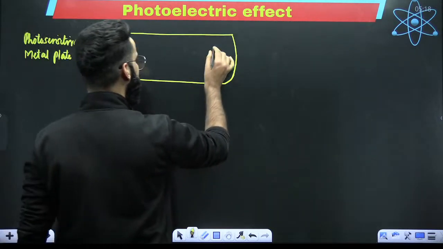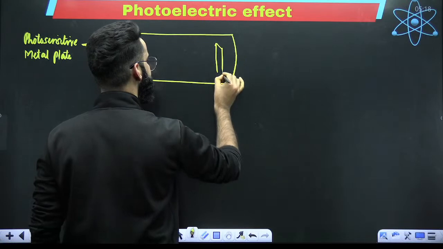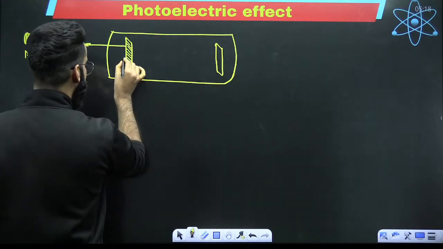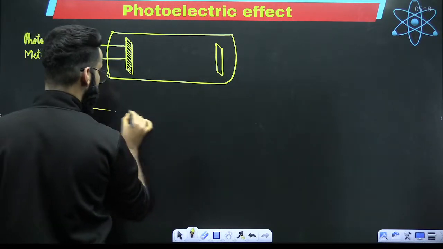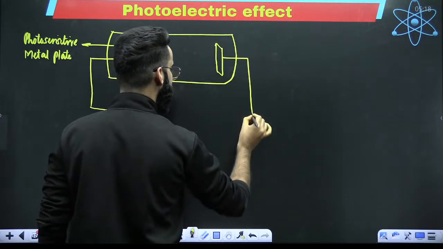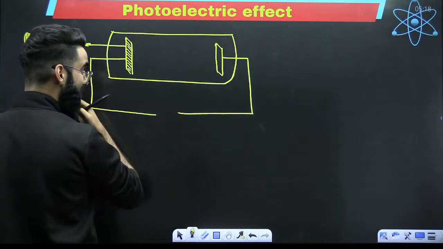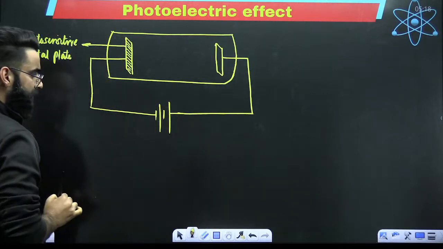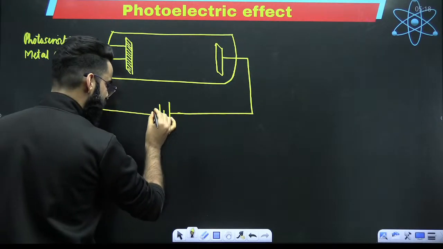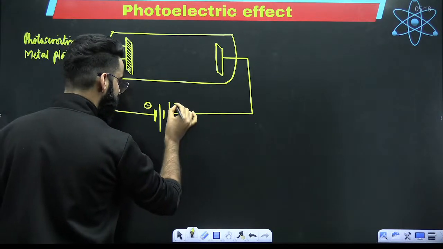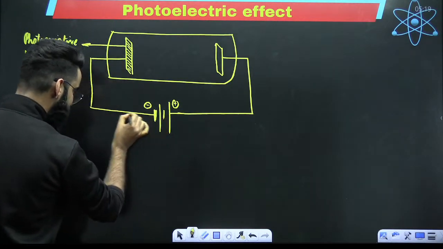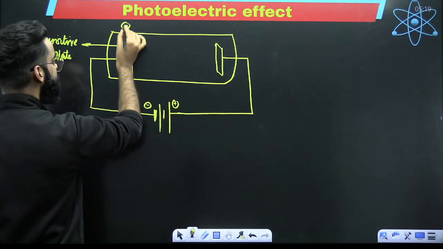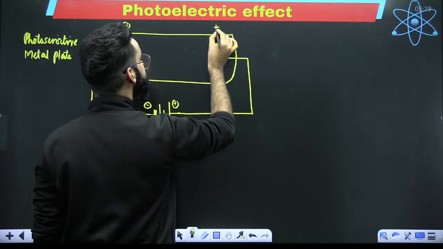Now, my dear students, over here, I've got one more plate. What I'll be doing is connecting these plates with a battery, for example. This is negative, this is positive. This is the negative terminal of the battery and this is the positive terminal of the battery, right? So the plate attached to the negative terminal will be carrying negative charge and this particular plate will be carrying positive charge.